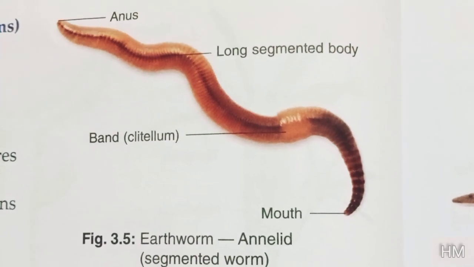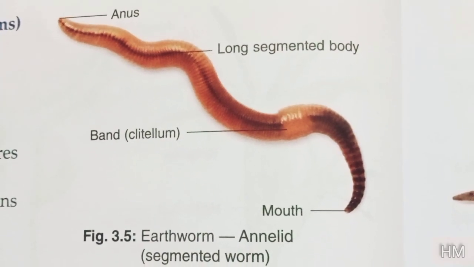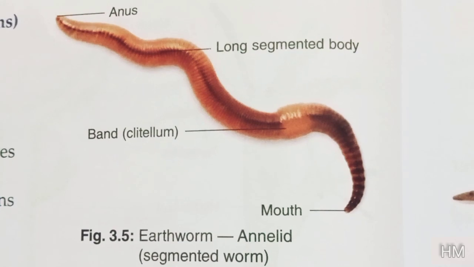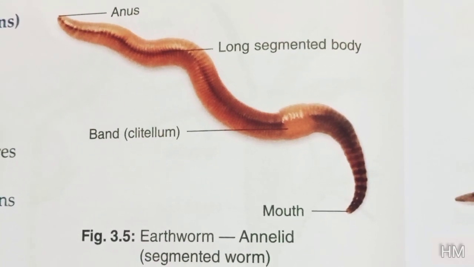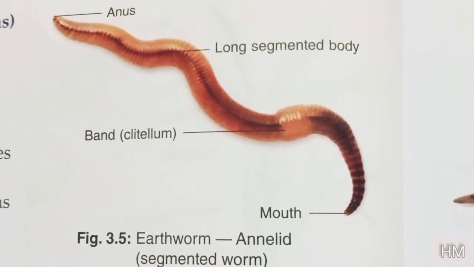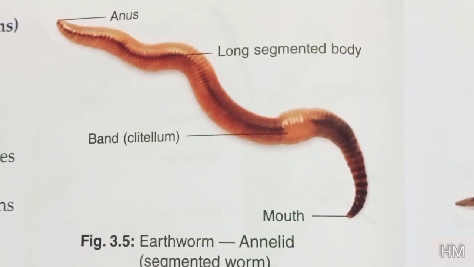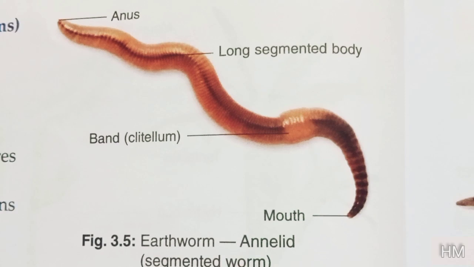Animals which come under the phylum Annelida have a segmented, long and worm-like body. They have a true body cavity. That means as well as they have complete digestive organs, that is the mouth as well as the anus.